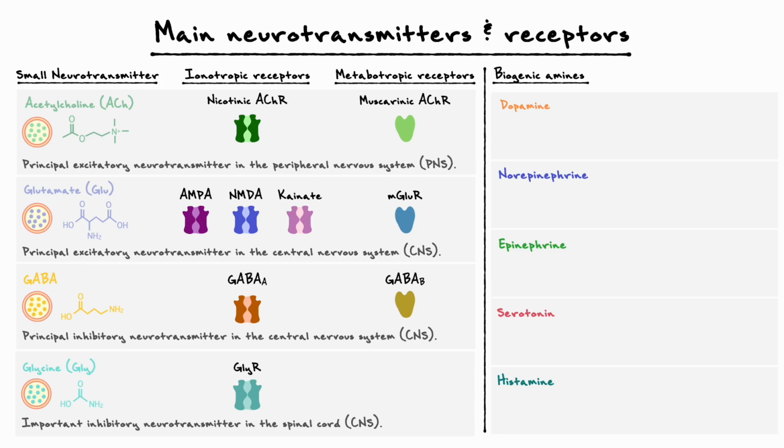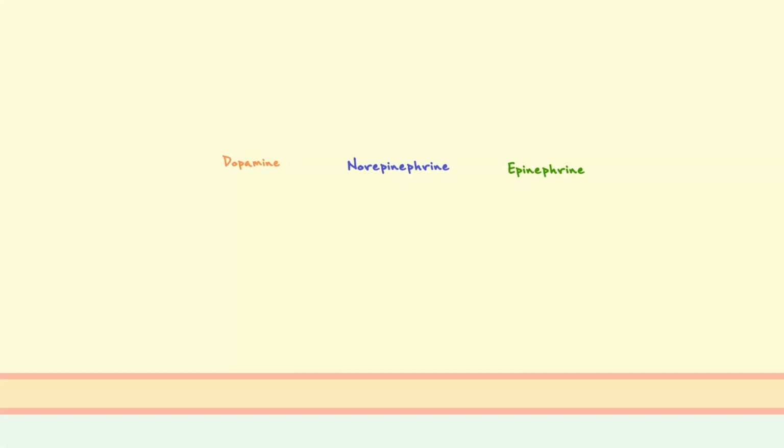To cover biogenic amines, I want to focus on their synthesis pathways and then discuss some particularities they have relative to the other neurotransmitters, as well as what general functions they might have. Let's begin our discussion with the first 3: dopamine, norepinephrine, and epinephrine.